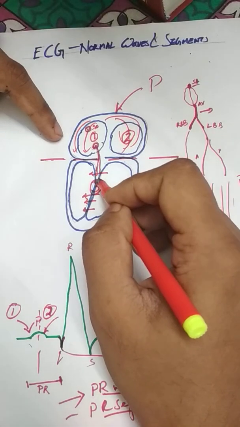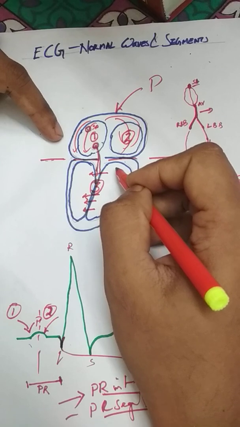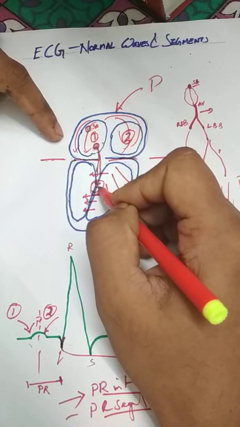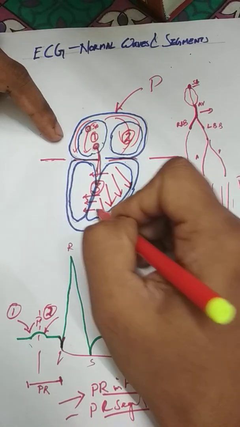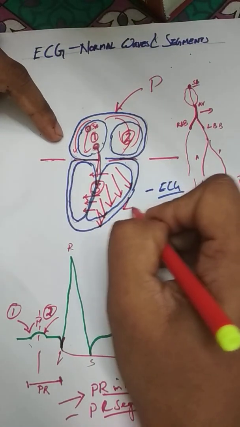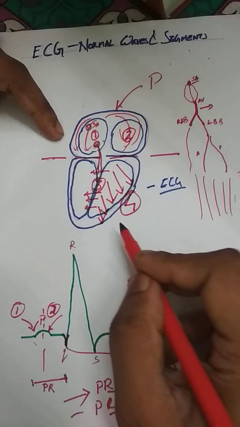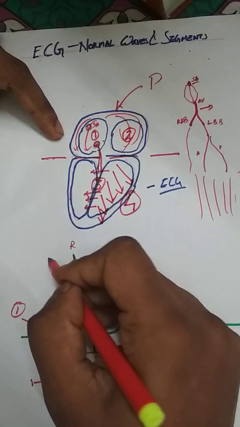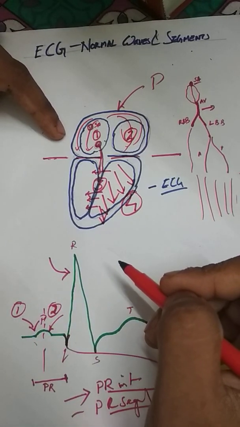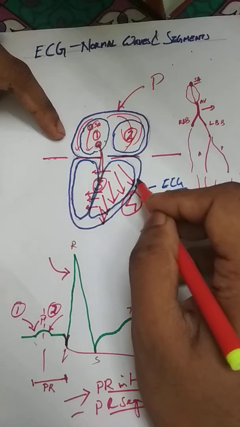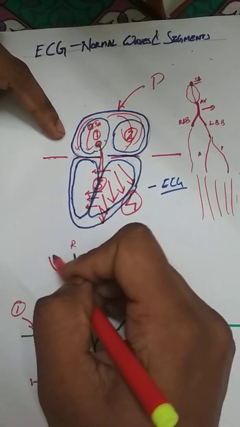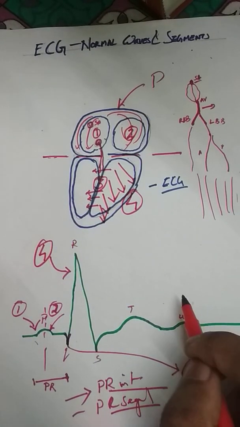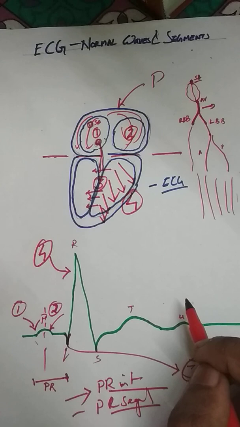Then the fourth change: following the depolarization of the interventricular septum, there is depolarization of the ventricles. Depolarization of the left ventricle is represented by a large positive wave, which is the largest wave because the mass of the left ventricle is the maximum. This wave is the R wave. So the R wave represents the depolarization of the left ventricle.